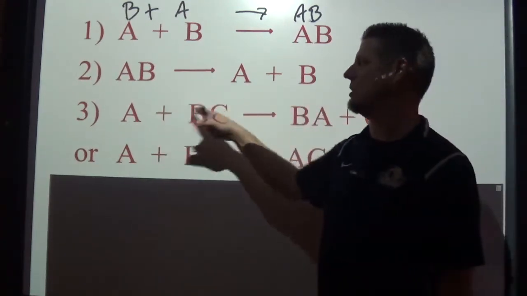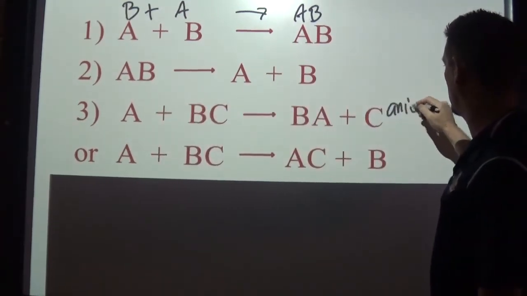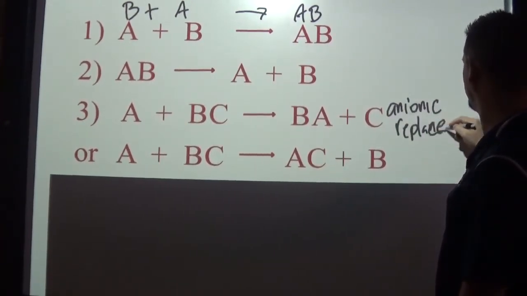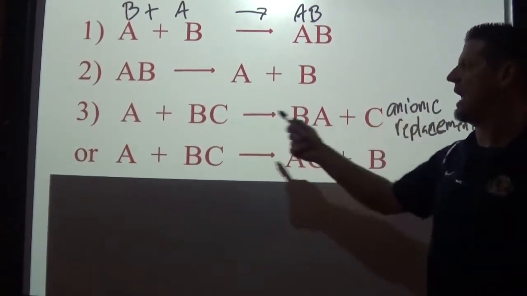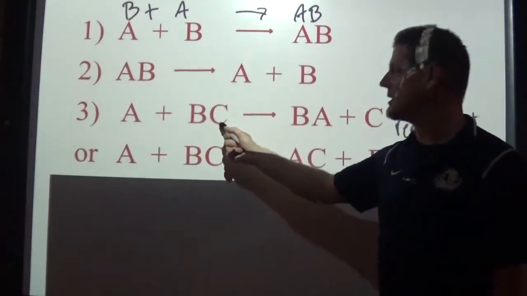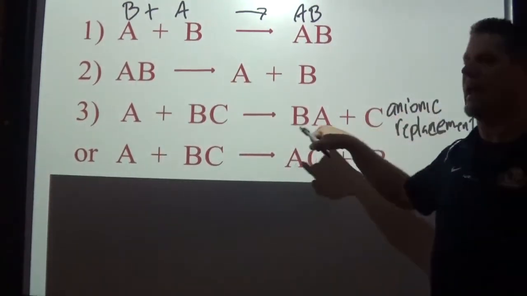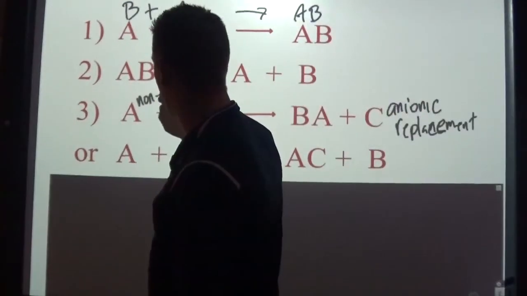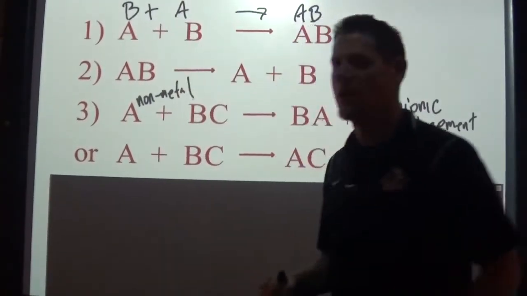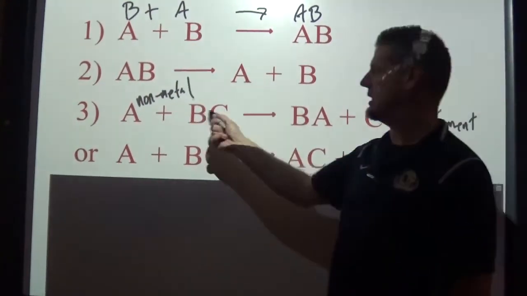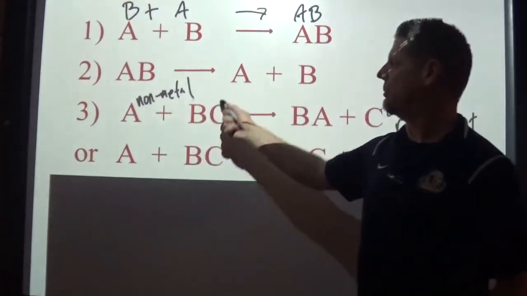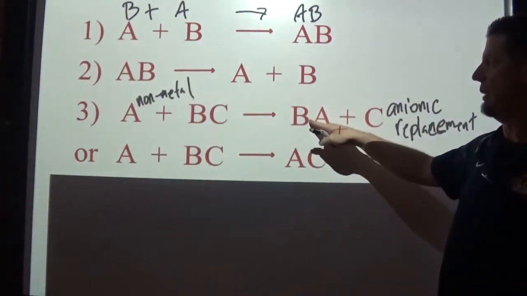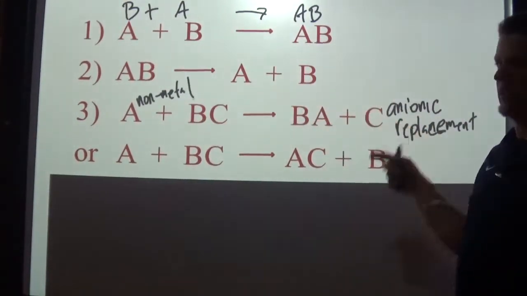This type of reaction is called anionic replacement, or anionic single replacement. Okay? Because A is going to replace the anion, the negatively charged particle. In this situation, A has to be a nonmetal. Okay? A is a nonmetal, BC is some compound, and the nonmetal bumps into it, pushes the anion out of the way, forms this new compound called BA, whatever that would be, and then C is left over.